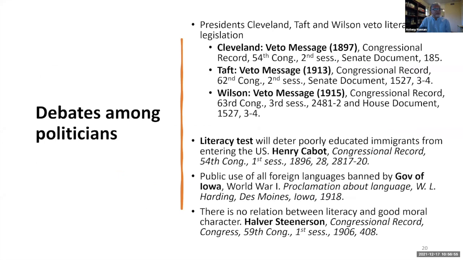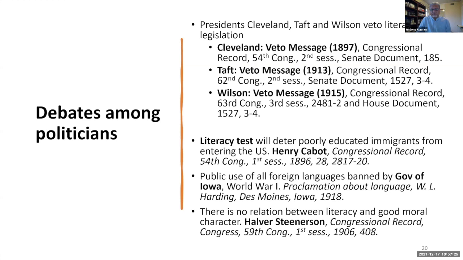I'd like to now look at what I call the undertold story of immigration and citizenship. And I want to show you some debates in Congress. The first one was when Presidents Cleveland, Taft, and Wilson vetoed the literacy bill, which was the start of interest in Congress regarding a language proficiency stipulation.